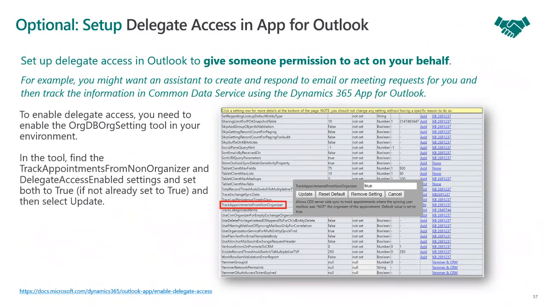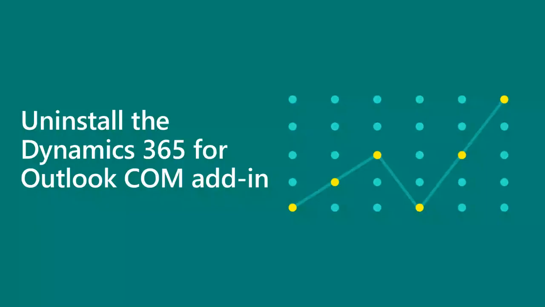We've put the link at the bottom. And then you need to set a specific setting to true. And that setting is track appointments from non-organizers and also delegate access enabled. And both of these should be set to true. And then you have support for delegate access.